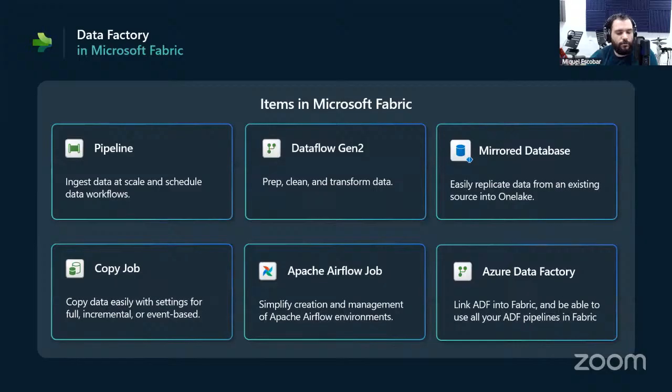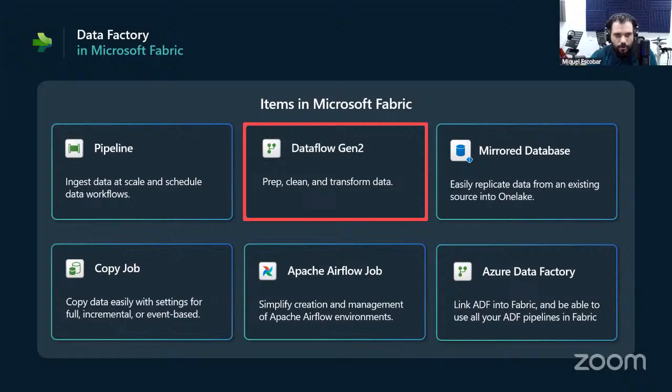So if we go into what are the components or what are the items that we have inside of Data Factory, we have quite a few. We have Pipeline, we have Dataflow Gen 2, we also have Mirrored Database, Copy Job, Apache Airflow, and Azure Data Factory. Each of them have their own capabilities and their own limitations in some cases. But today we're going to focus primarily on the preparation aspect of things. And for the most part, if you want to prep, clean, and transform data, you're probably going to go with Dataflow Gen 2 in Data Factory.